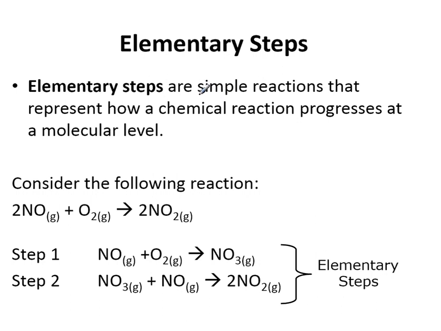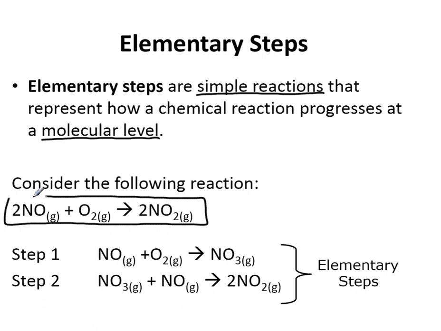So elementary steps, what are they? In a nutshell, they're a series of very simple reactions that are trying to show us how the chemical reaction proceeds, but we want to know on a molecular level. So what atoms or compounds are involved and what's going on. So down here we have an example of a very simple reaction mechanism. At the top, this is our overall equation that we're trying to study, and we want to figure out how do these reactants make this product. 2 moles of nitrogen monoxide and 1 mole of oxygen gas. How do they combine to give us 2 moles of nitrogen dioxide?